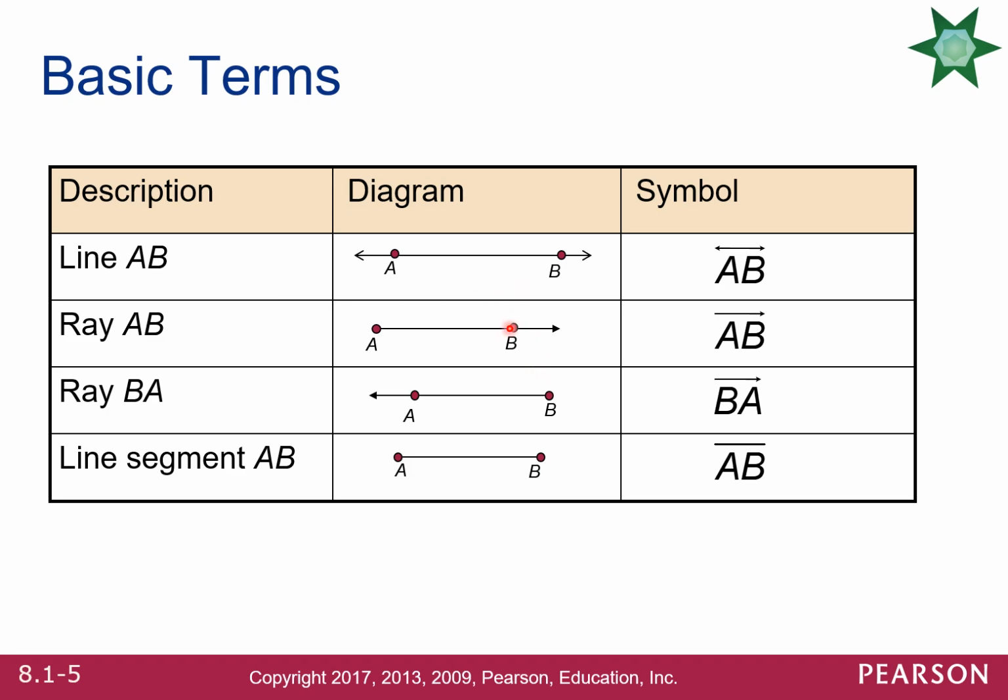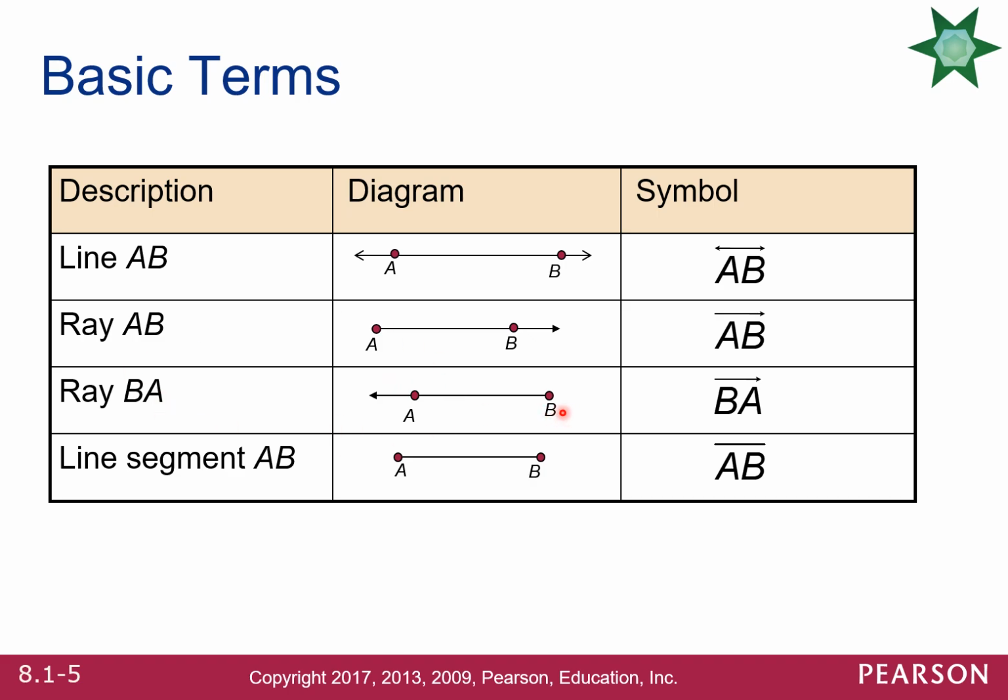All right, and then ray AB. A ray is a portion of the line that goes from this endpoint A. See, this line does not extend beyond A. It starts from this point A, and then it goes up to B, but the line does extend all the way to the right. So that is considered a ray.